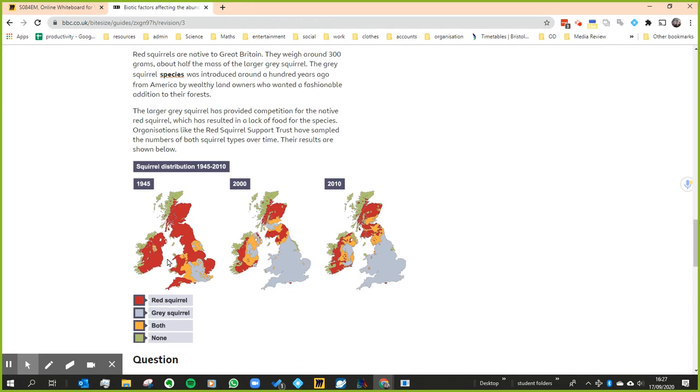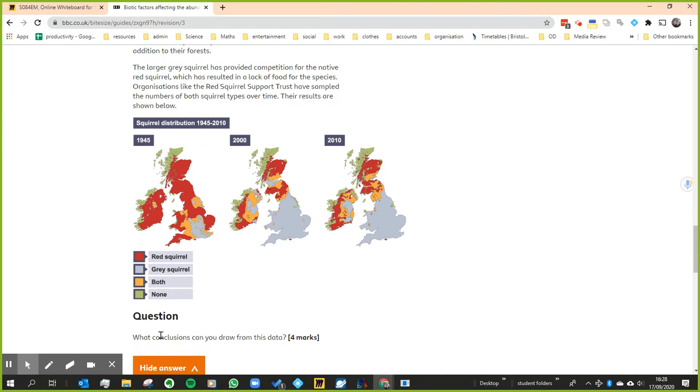So example question, a really classic question is looking at red squirrels and grey squirrels. So a little while ago, the grey squirrels came into Great Britain. They were in the southwest, and this is showing that the red shows where all the red squirrels are, and the grey shows where the grey squirrels are. The orange is where there's a bit of both, and the green shows where there's neither grey nor red squirrels. So the question is, what conclusions can you draw from this data?